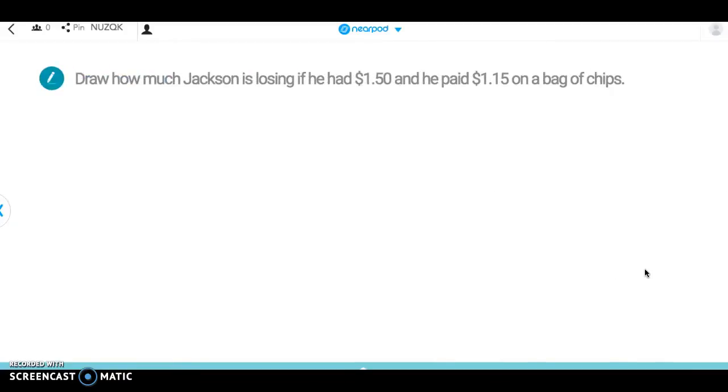Then we have another word problem where they get to use their imagination and draw. They'll draw how much Jackson has if he had $1.50 and he spent $1.15 on a bag of chips. They would draw out how much he had left out of the $1.50 after spending $1.15 on a bag of chips. And that's the last problem I have on my Nearpod.